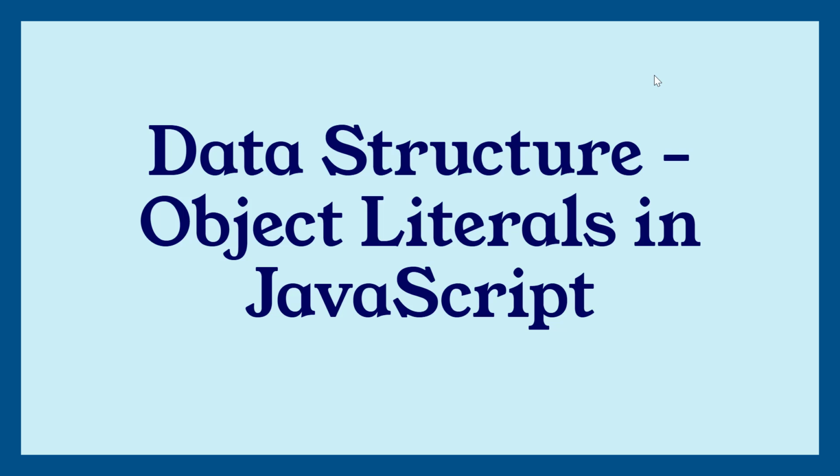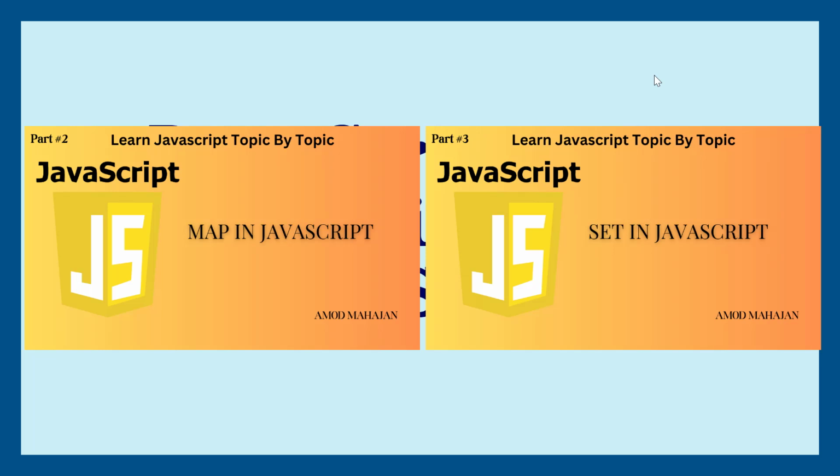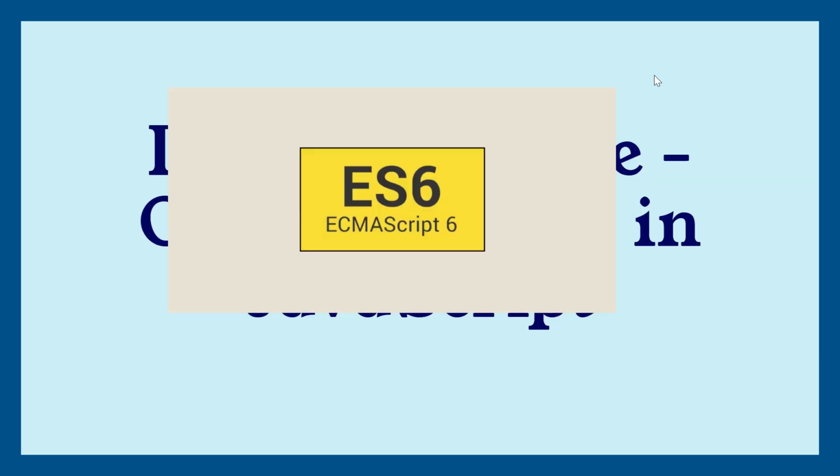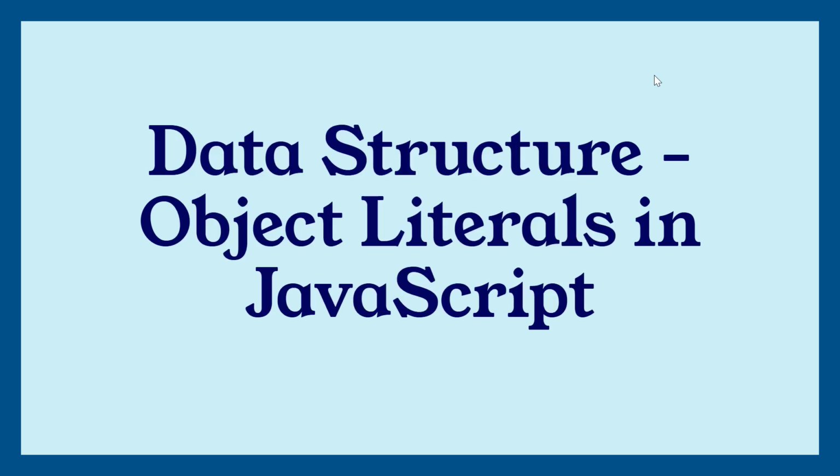I have already covered built-in JavaScript objects like map and set in previous videos of this playlist. But we know that map and set were introduced in ES6 or ECMAScript 2015. Before that, we had object literals in JavaScript. Even after introducing map and set in ES6, it is not like we are not using object literals in JavaScript. It is still widely used in many scenarios.